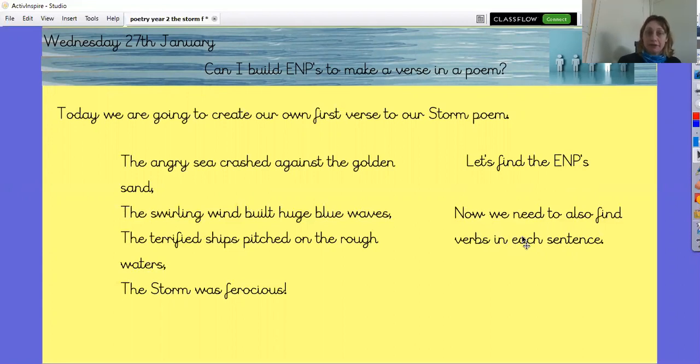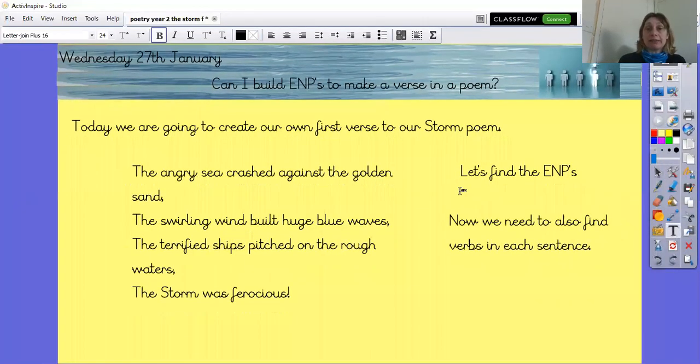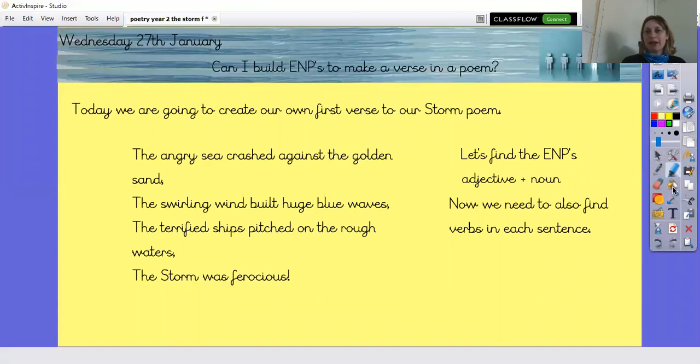So I'm going to read first. And as I'm reading, see if you can notice any of the expanded noun phrases. And if you remember, an expanded noun phrase is an adjective and a noun. Okay, so let me start to read. The angry sea crashed against the golden sand. The swirling wind built huge blue waves. The terrified ships pitched on the rough waters. The storm was ferocious.